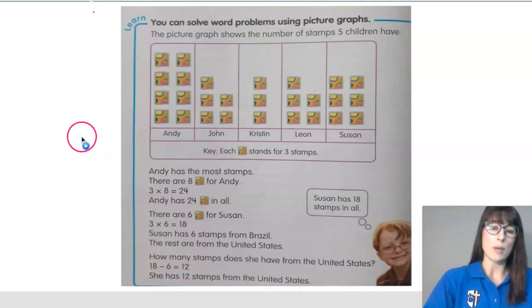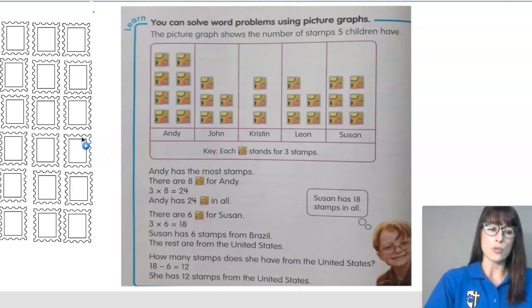Now let me help you to picture that, so you can also visualize how it actually works. So these are the 18 stems that Susan has, right? Because 6 multiplied by 3 is 18. So here I have 18 stems. Now they told us that she has 6 stems from Brazil. 6 of these are from Brazil.